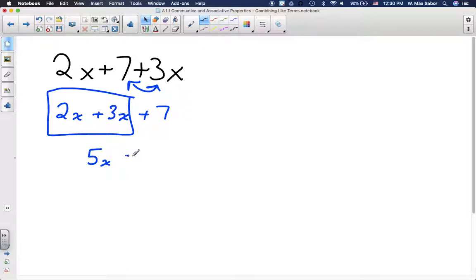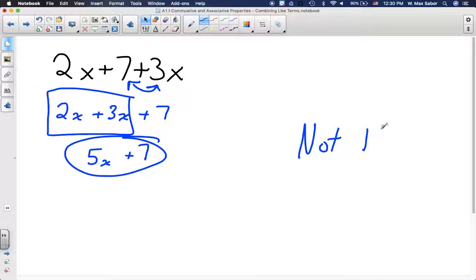These both have x's. Please do not try to say that this is 12x. 5 apples plus $7 is not 12 apples. This is not 12 and not 12x. This is our final answer.